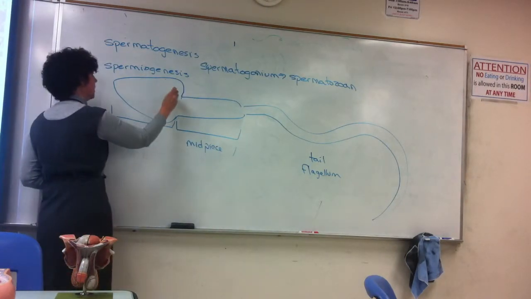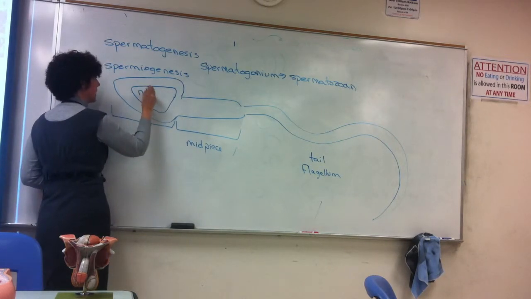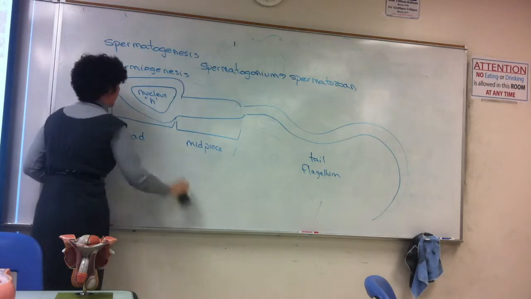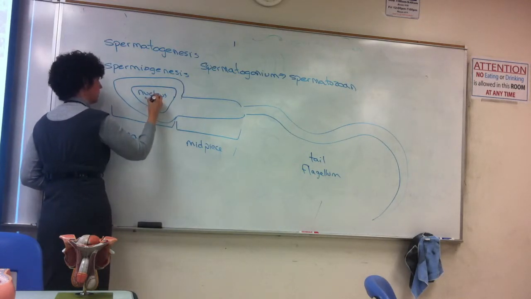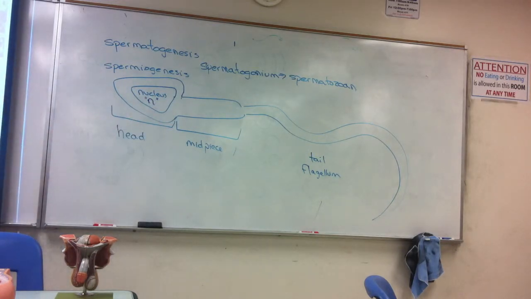Within the head, we have a nucleus, which is haploid. We've undergone meiosis. So because it's going to meet up with the egg, which is also haploid, then we're back to a 2N cell. All right?